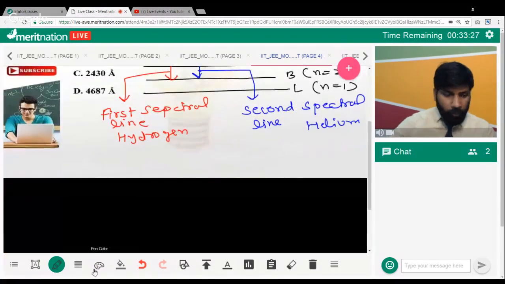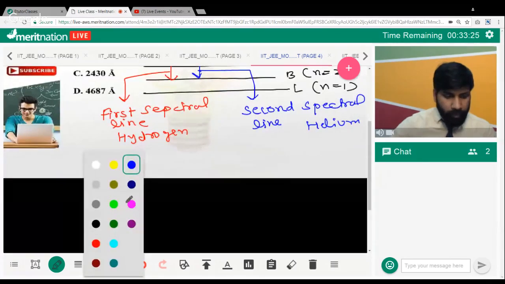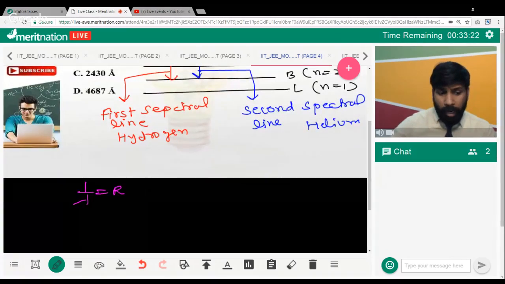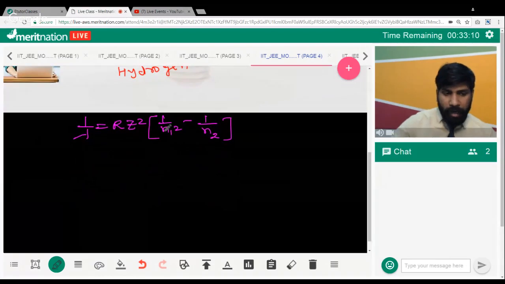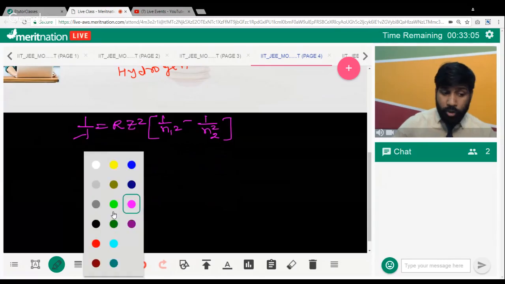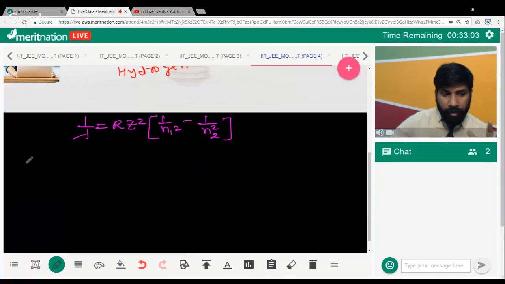Now we can use this formula. You can see 1 by lambda is equal to R Z square, 1 by n1 square minus 1 by n2 square. We can directly use this formula here to get the answer. So let's talk about the first spectral line, and first spectral line is for hydrogen atom.